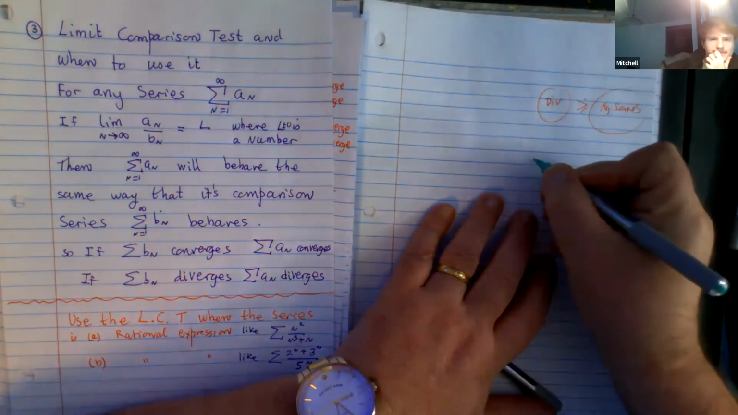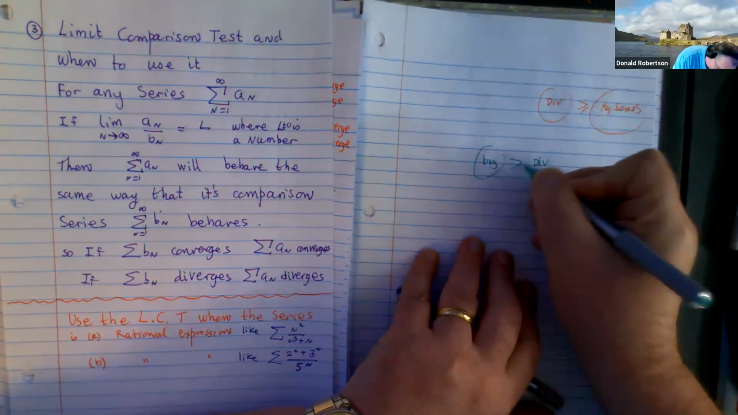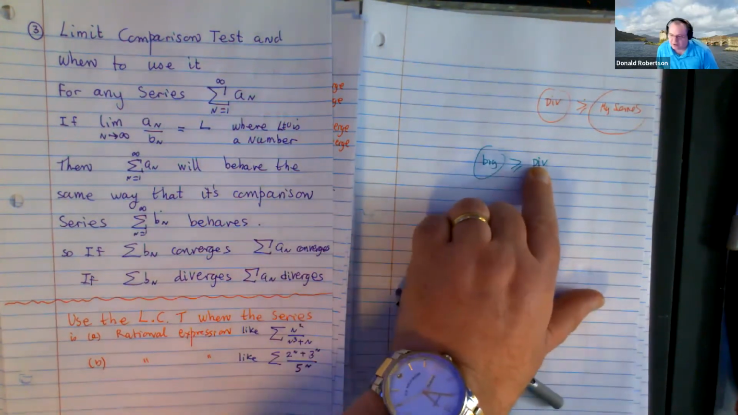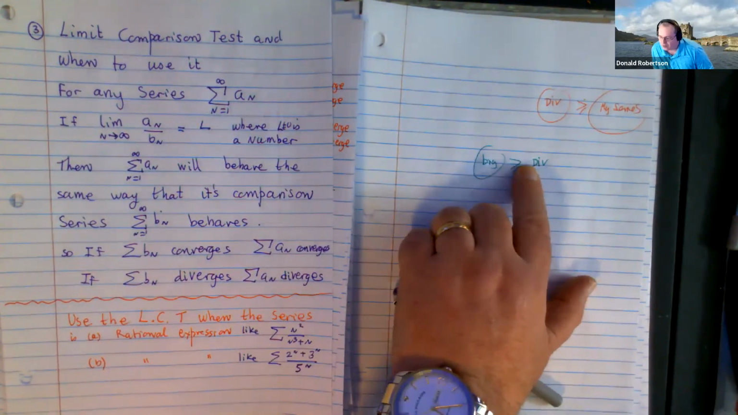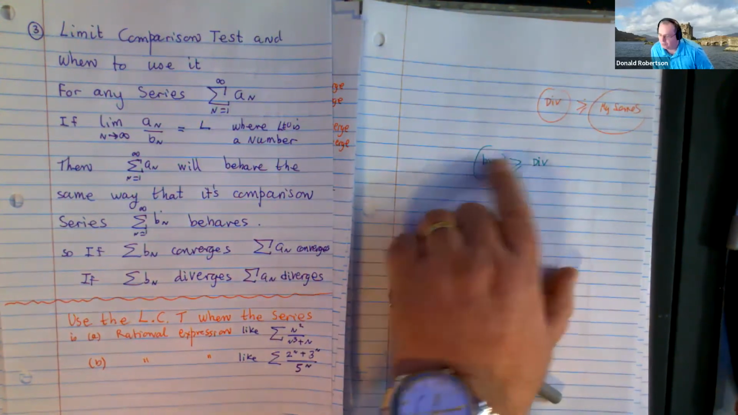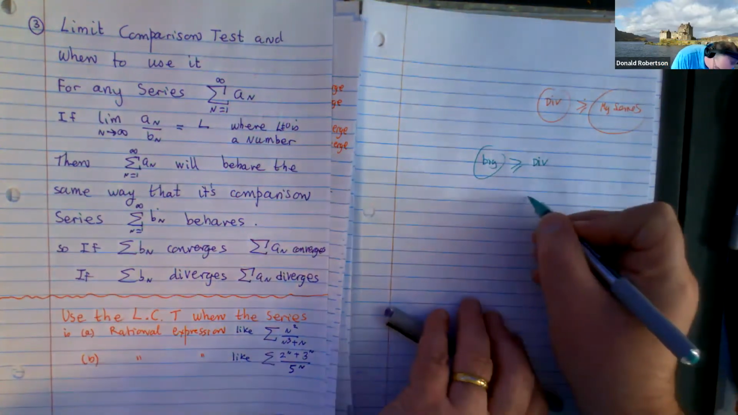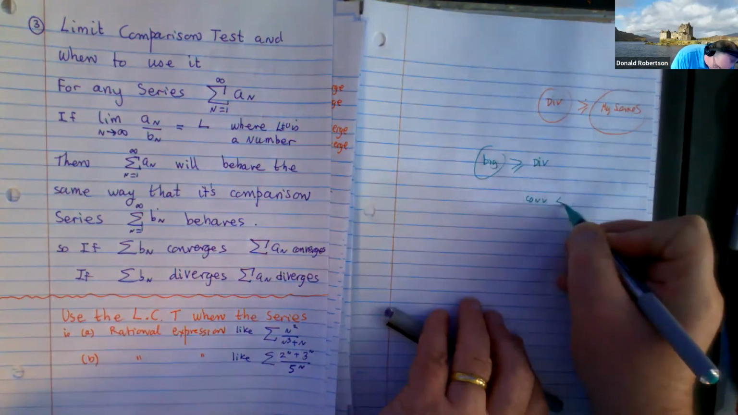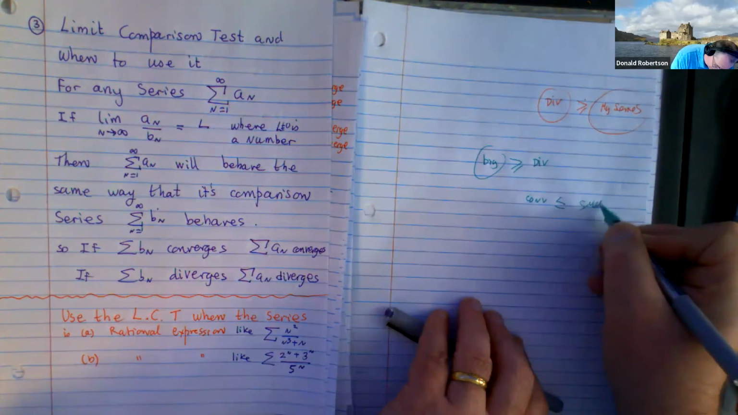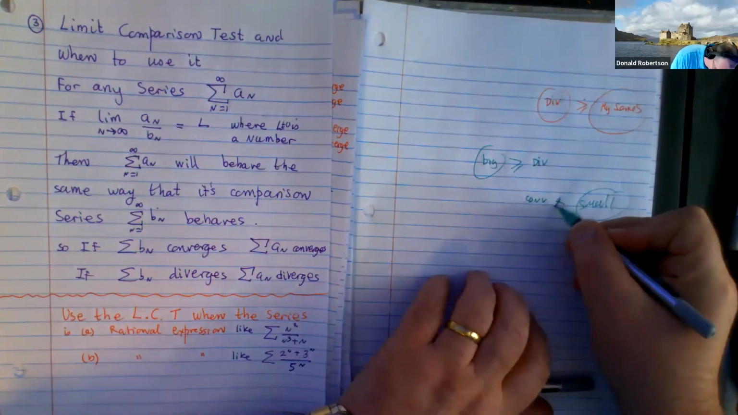So if you want to make it work, your guy has to be bigger. Because if you're bigger than something that diverges, the logic is you must diverge. If that adds up to infinity and I'm bigger than you, I'm going to be even bigger. And the other one says, okay, if you're converging, my guy has to be smaller. And I just wrote that the wrong way down, didn't I?